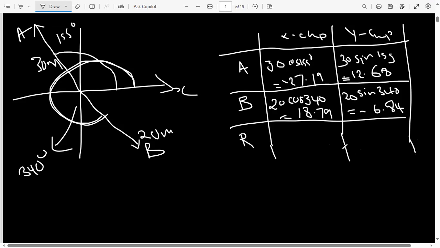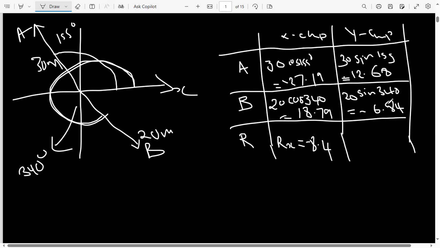So let's do that. Okay, so let's find our Rx, which is the resultant in the X component. So it will be minus 27.19, and then plus 18.79. Okay, so when I do that, I'm finding minus 8.4. So this is minus 8.4. So this is what I'm finding.